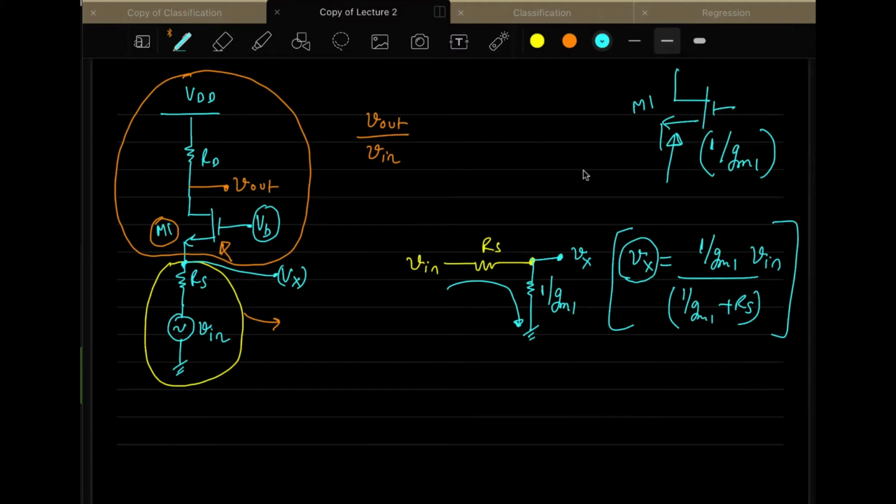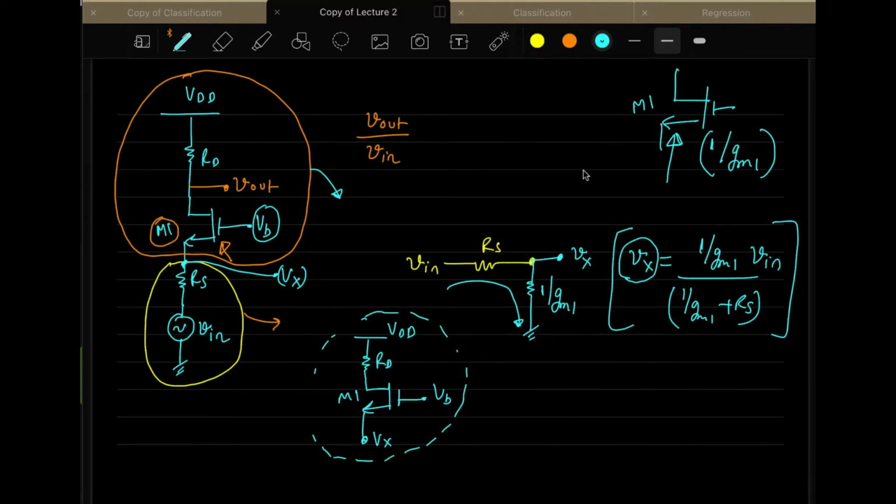So now we will consider the second circuit, which is shown in blue. And what is that? That is this one. This is VB, and then you have Vx at this point, and then you have RD, and then you have VDD. So now you remember that you have already seen this type of circuit.